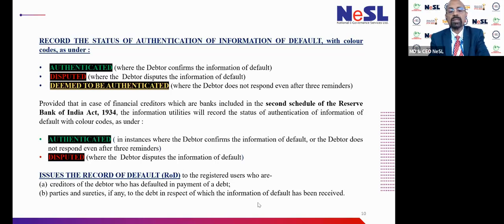Then there are 3 statuses, and the record of default is issued with either of 3 color codes. If it's a bank which is there in the second schedule of the RBI Act, there'll be 2 color codes: authenticated and disputed. Authenticated is where the debtor confirms information of default, or the debtor does not respond even after 3 reminders. In these 2 cases, green is used. Where the debtor disputes information of default, the color code of red is used.